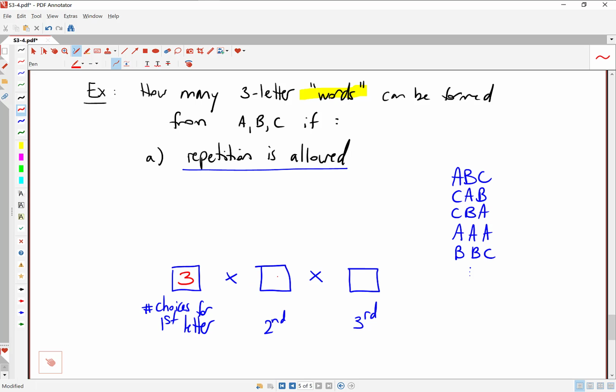For the second letter, there's no restriction. It can still be A, B, or C. So 3 options again. And again, 3 options for what that third letter can be. So we're just getting 3 times 3 times 3, which is 27.